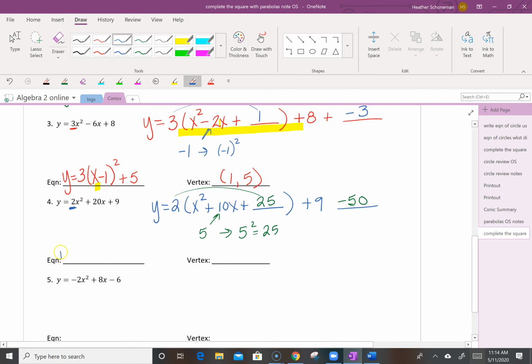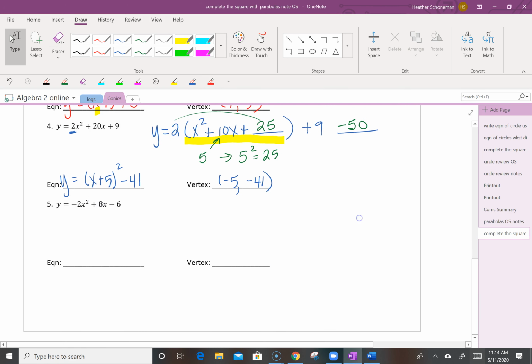Now when I go to write my equation, I'm going to have y equals, and I'm going to factor this part. Half of 10 is 5, so it's going to factor to x plus 5 squared. And then I'm going to add these together. 9 and negative 50 is negative 41. My vertex is going to be (negative 5, negative 41), and I'm done.